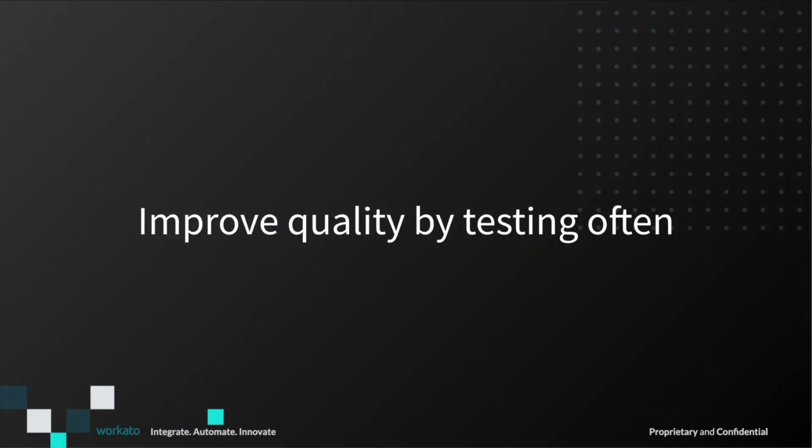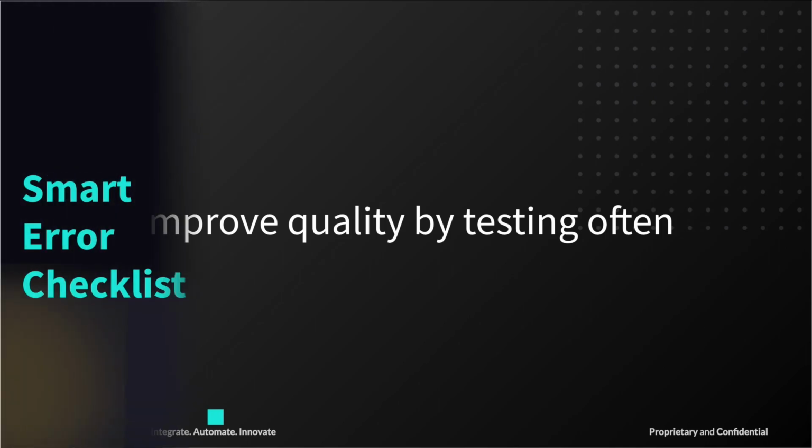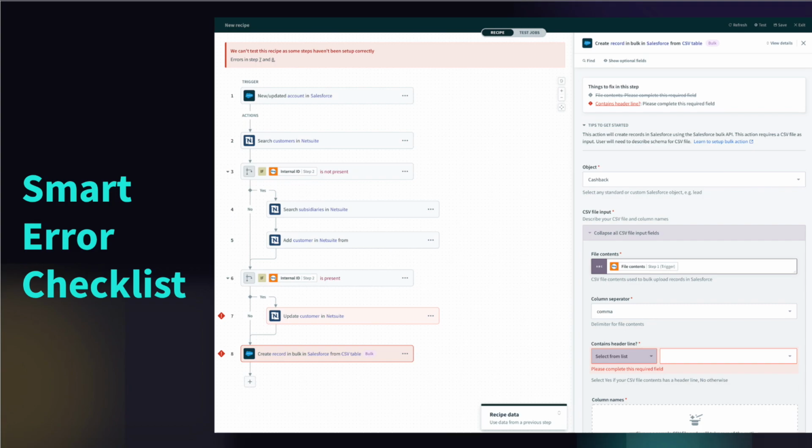Part of building a high quality and robust automation is rigorous tests you put it through before going live. By integrating recipe design with testing, we have made it easier for you to test changes you make to your recipe faster. At number four, we have our Smart Error Checklist. The Smart Error Checklist provides us with a quick summary of errors. We have made it easy for you to identify which steps have errors, so as you go into these steps, you can see the things that you need to fix.